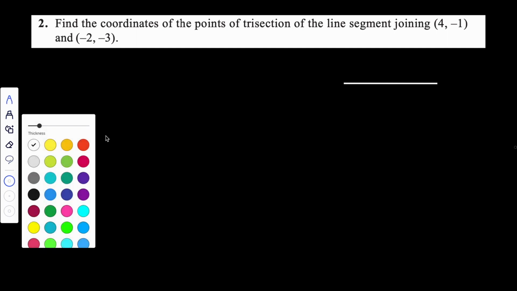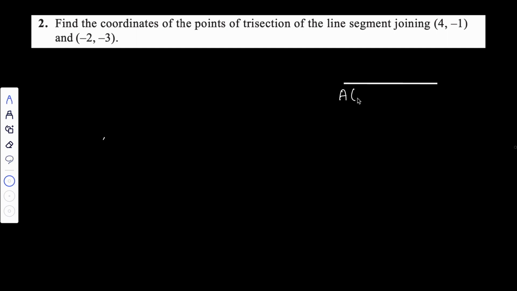Now we are coming to the second sum. Find the coordinates of the points of trisection of the line segment joining (4, -1) and (-2, -3). Okay, we'll draw the figure for this. We'll consider these two points as A and B. A is (4, -1) and the other one is B (-2, -3). And we are required to find the points of trisection. Trisection means dividing the line into 3 equal parts.